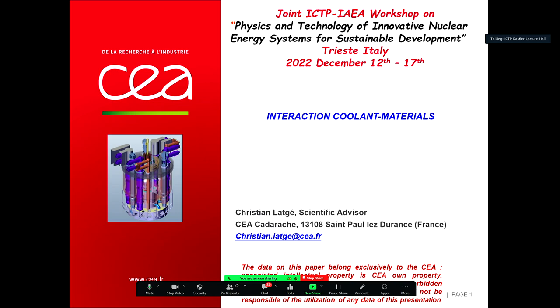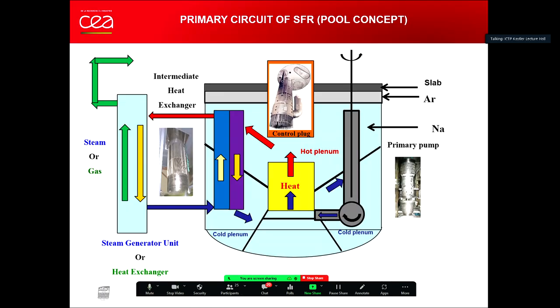So I'm going to give you some elements, because materials is a large topic, so it's not obvious to give an overview. To discuss it, it's important to know what a fast reactor is. It is a very simplified fast reactor here, because generally it's complex. You can see here the core where we have the fuel assemblies and the clads. Here you have the hot plenum above and the cold plenum below.